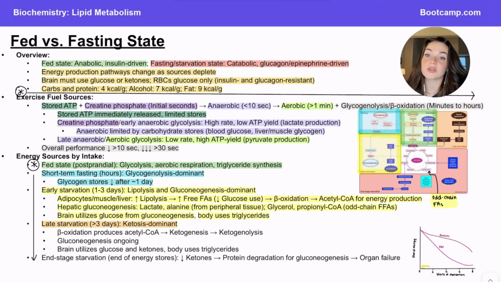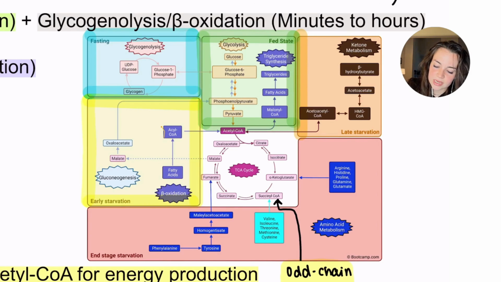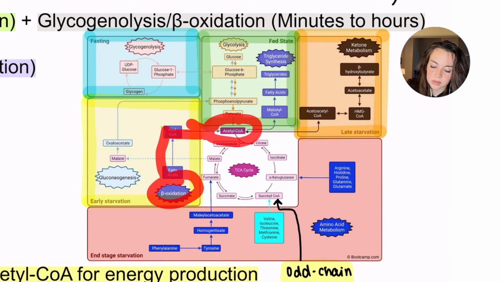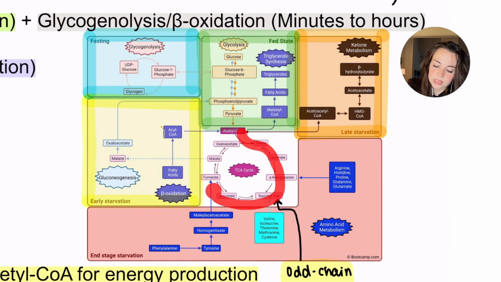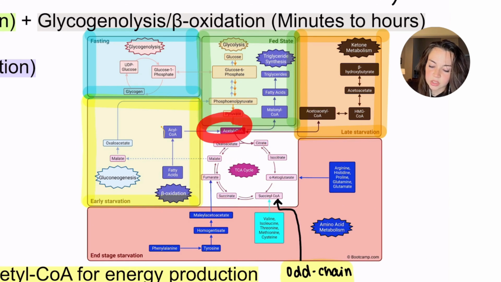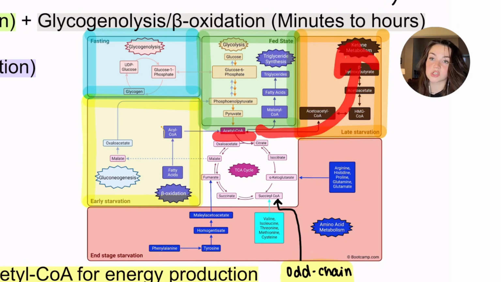That is when ketosis will really start to dominate. Remember, beta oxidation producing acetyl-CoA can also feed into the ketone metabolism pathway. Here we are on our diagram. Here is late stage starvation, and you can see that the acetyl-CoA that we produced during beta oxidation not only runs the TCA cycle, but it can join the ketone metabolism pathway. And that's the pathway that's going to start to dominate in late stage starvation.